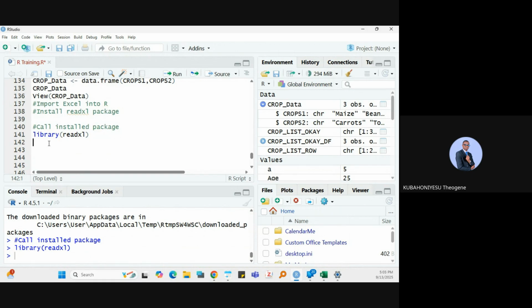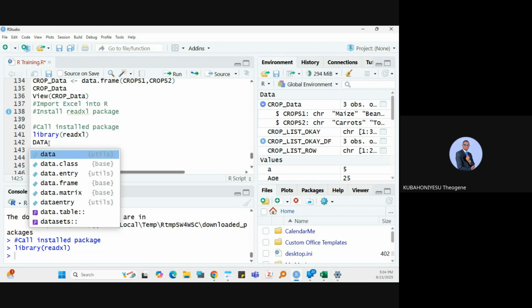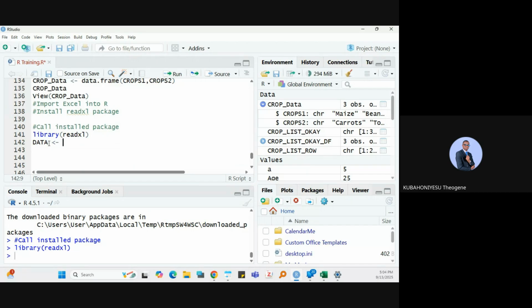Every time I tell you to install the package, make sure you also run it. You call it, sorry. Calling it means you do library and then followed by the package name. When I say call it, it means library, because we are calling it to use it. No, you call it once.